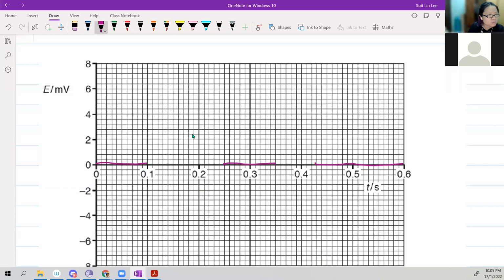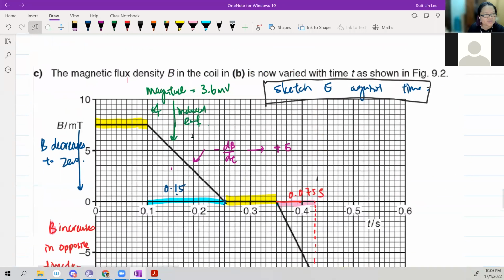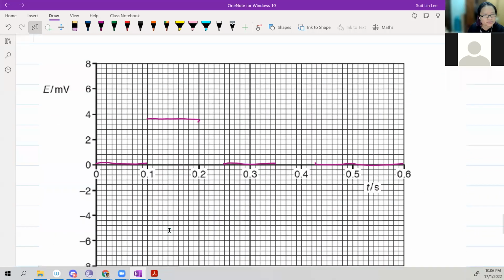Okay, now they are 3.6. 1, 2, 3, 4. Yeah, 3.6 is here. So 3.6 all the way. You join. It's 3 boxes. Okay, so 2.6, 2.6, 3.6. There we go.